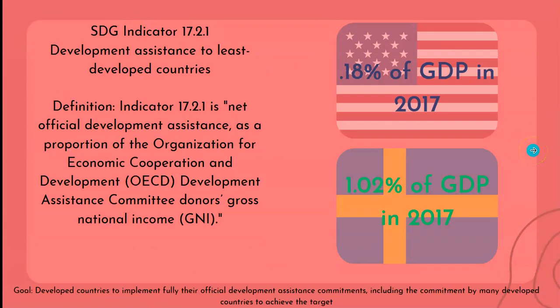So 17.2.1 is the development assistance to the least developed countries. As of right now, Sweden has 1.02% of GDP in 2017. Sweden is leading with that through all the countries that have been assessed for this indicator.